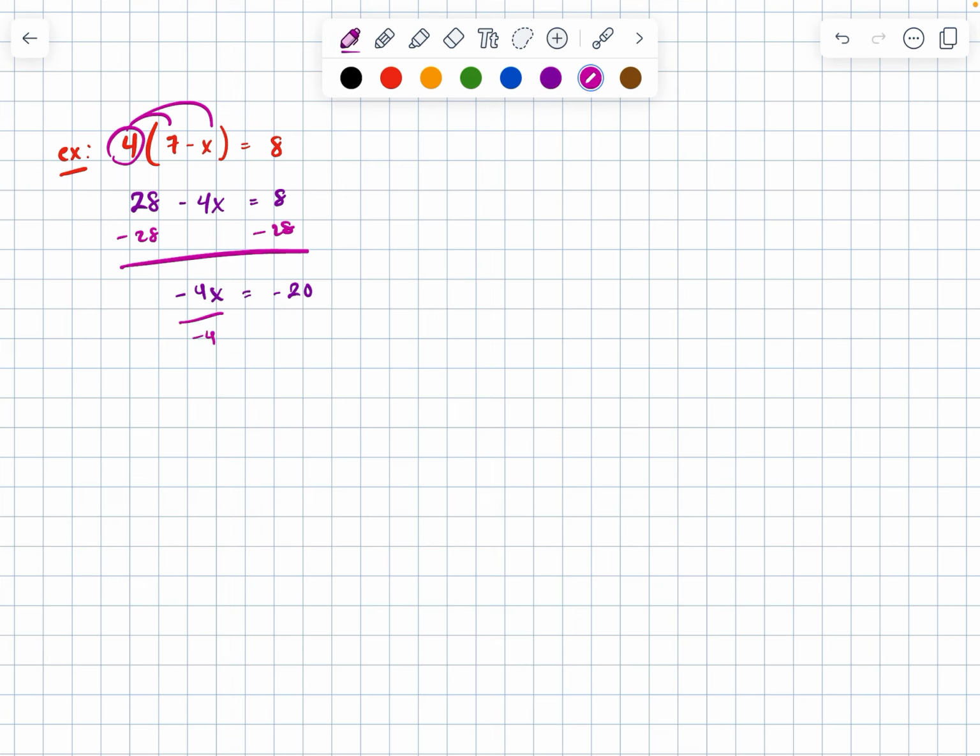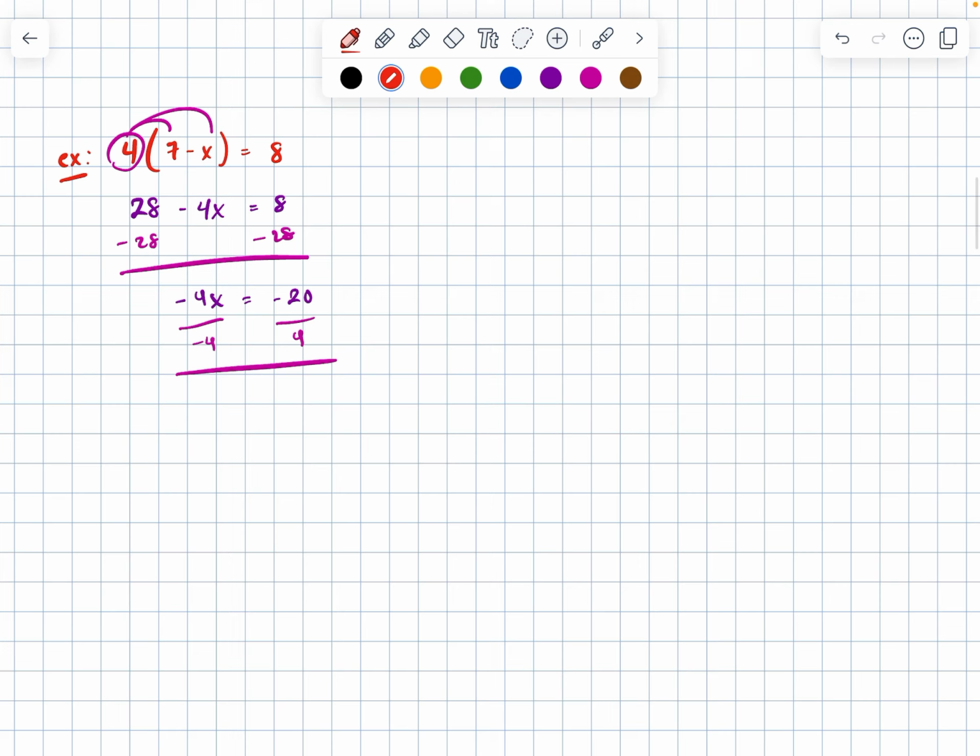And then divide both sides by negative 4 to get x by itself. So here, these friends will undo each other, just as these friends undid each other up above. x is going to equal negative 20 divided by negative 4, which is positive 5. So x equals 5. But there's another way. If you're thinking strategically, what's another move that I could have made to begin with?